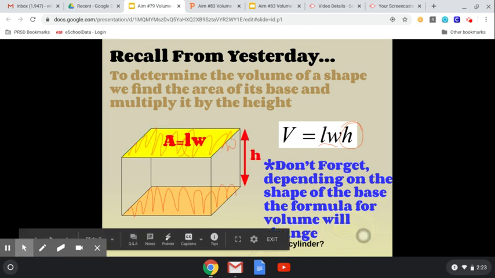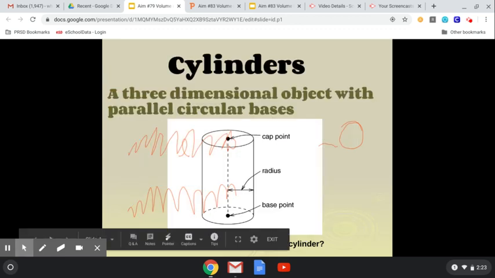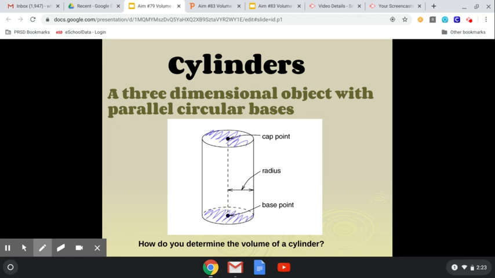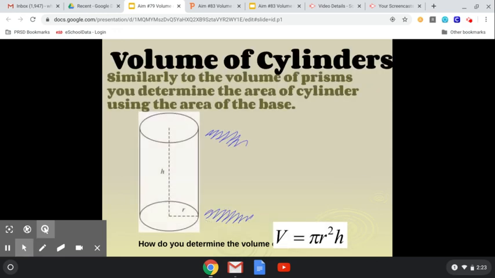Okay, so let me get rid of my drawings there. Let's take a look at a cylinder. A cylinder is that three-dimensional shape, but the top of a cylinder now is a circular piece and a circular piece on the bottom. So when we go to find the volume of this thing, it can't be length times width times height because the area of that top piece is not length times width.